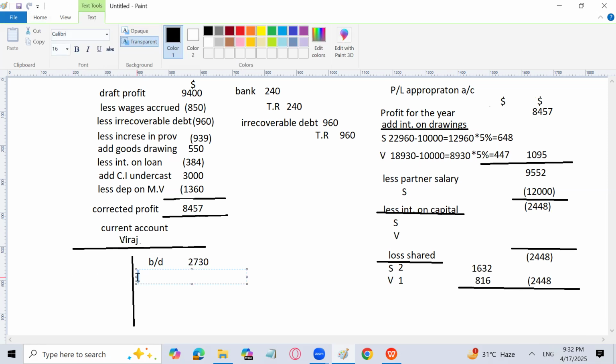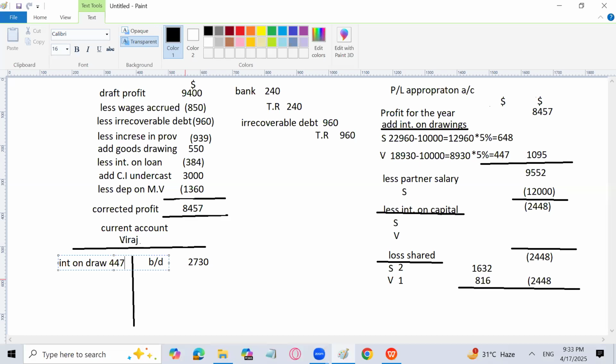There is no share of profit and no capital, but salary is there, and salary is given to Sara. So Viraj's salary won't come over here. Then on this side, there will be interest on drawings of Viraj, which will come on the debit side of the current account because it will decrease his current account. Because interest on drawings is basically charged from partners to discourage drawing. It is added in the profit, but subtracted from their current account.